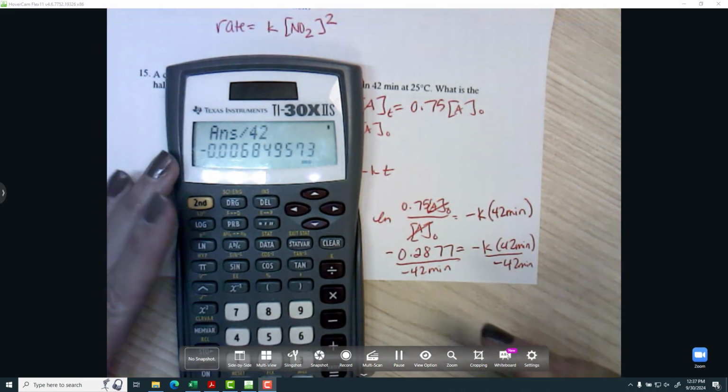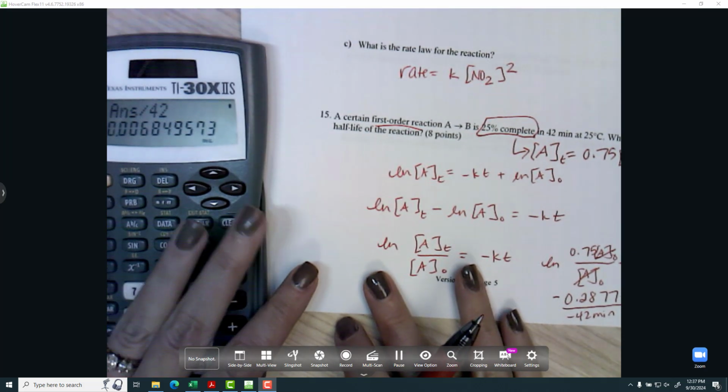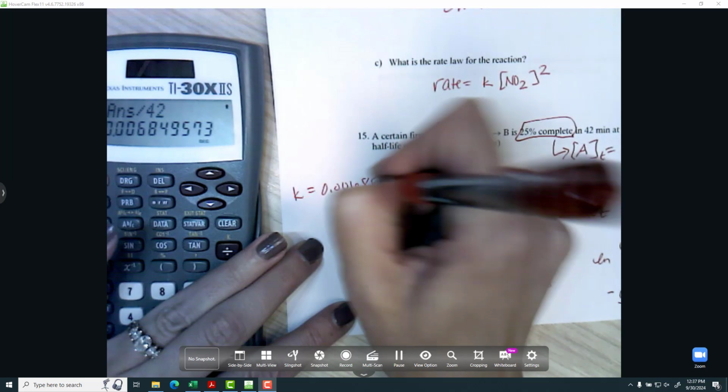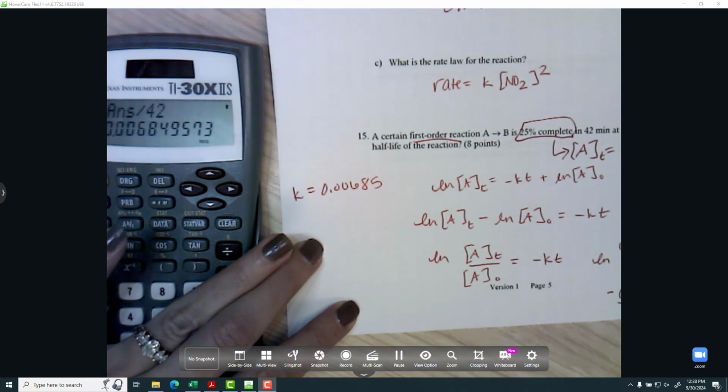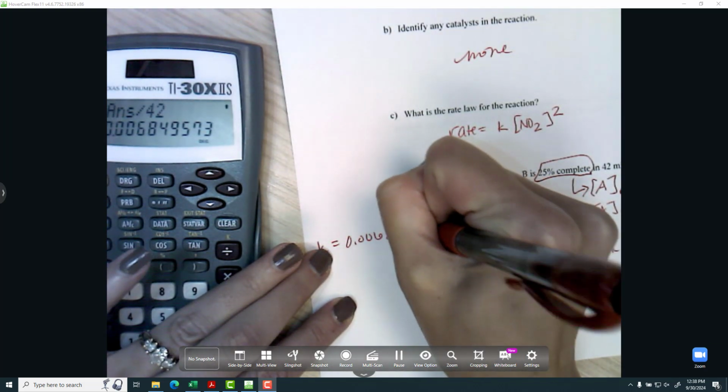I didn't put the negative sign, so even though my answer is negative, I know it's actually positive because the negative's canceled. So my K I know now is 0.00685, and the unit would be 1 over minutes or inverse minutes.